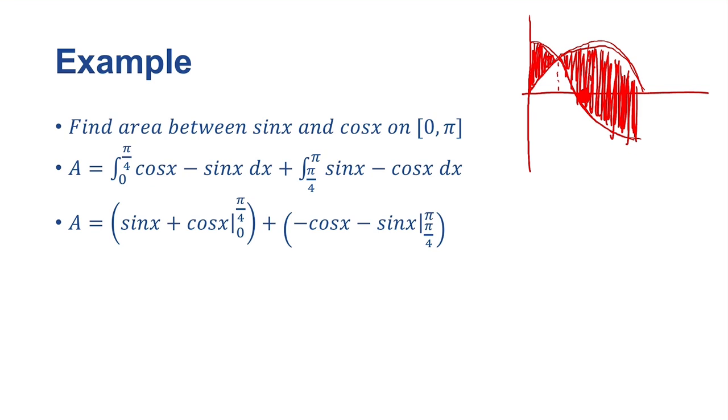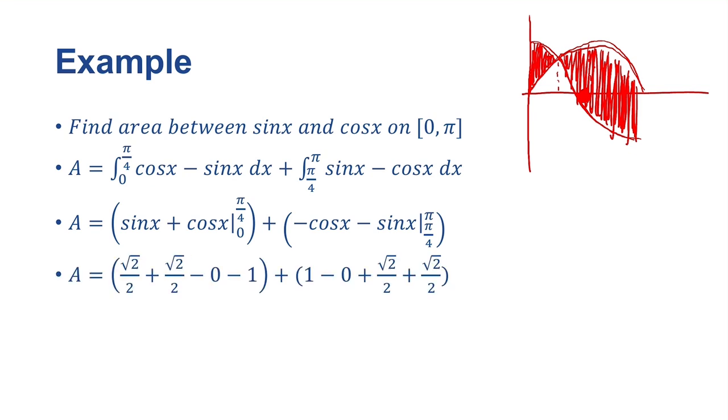All right. So now let's remember our values. When we plug in the fundamental theorem of calculus for both of these parentheses here, we're going to get root 2 over 2 plus root 2 over 2 minus 0 minus 1, plus 1 minus 0 plus root 2 over 2 plus root 2 over 2. So those trig values really do stick with you in calculus.